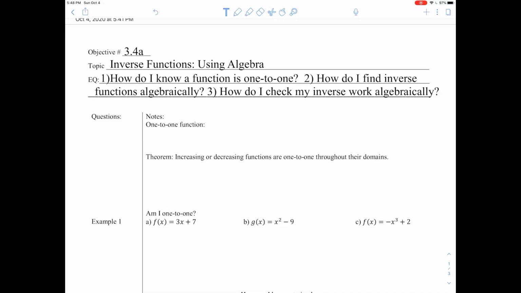Okay, so today we're working on Objective 3.4a. The topic today is inverse functions. We'll be using algebra to find inverse functions, and then we'll use algebra to check our work to make sure that we did it correctly.